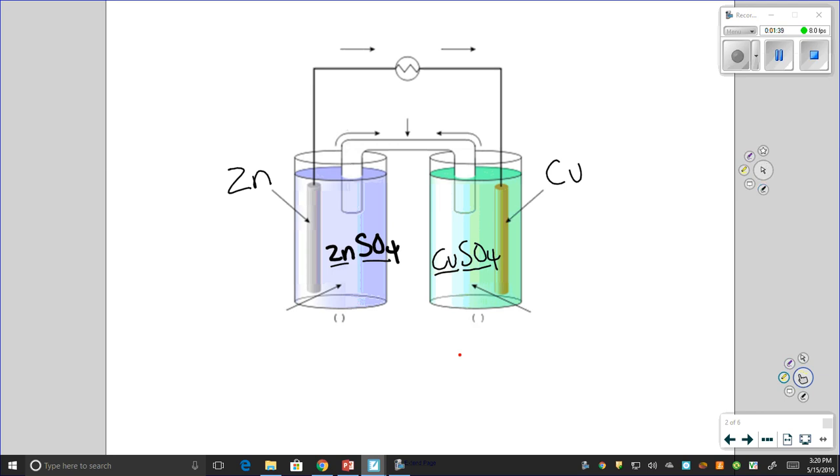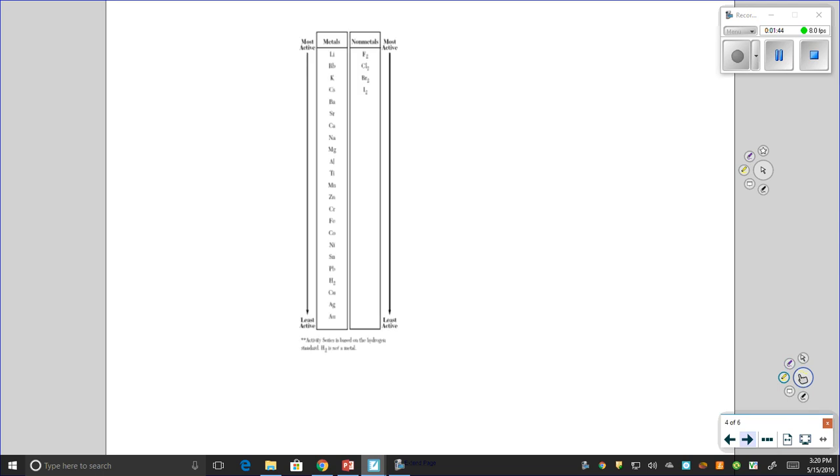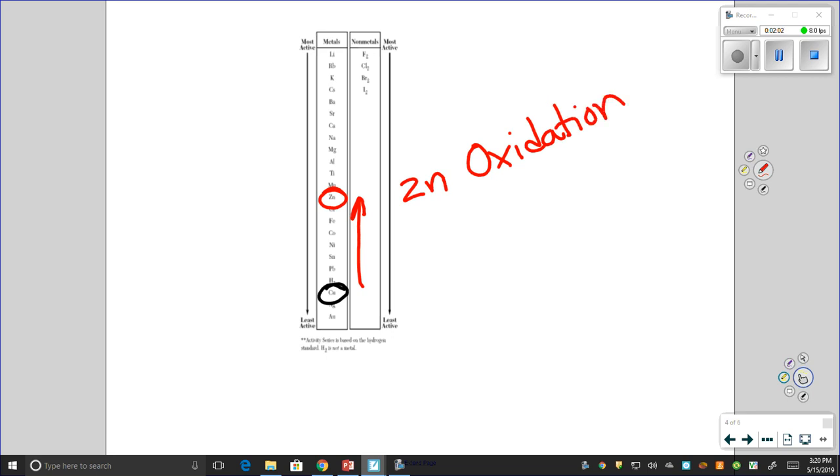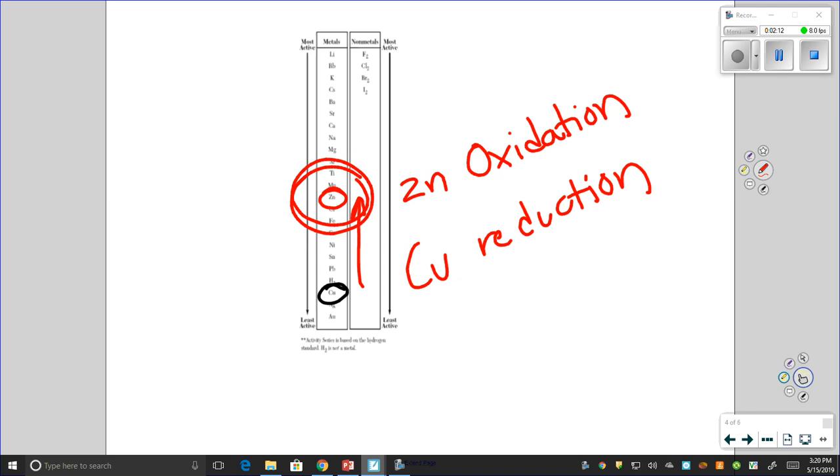In order to figure out which side is going to be oxidation and which side is going to be doing reduction, I go to table J. I'm going to find copper and I'm going to find zinc. My zinc is higher than my copper, so that means that zinc will be oxidized and my copper will be the site of my reduction. Because this is a voltaic cell, whatever is higher on table J is the thing that gets to undergo oxidation.